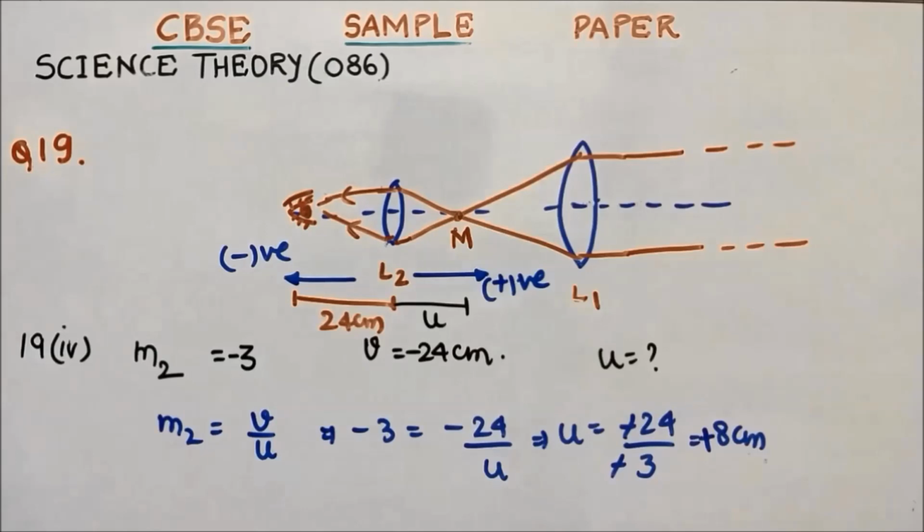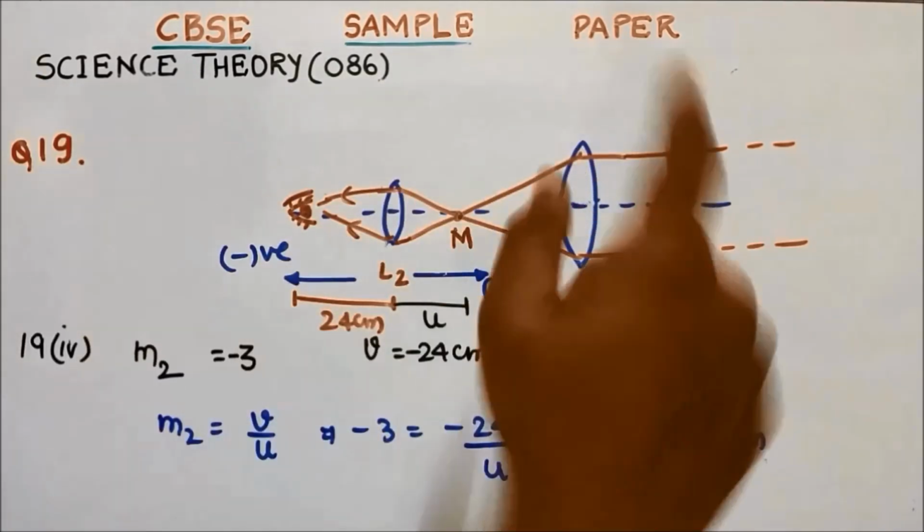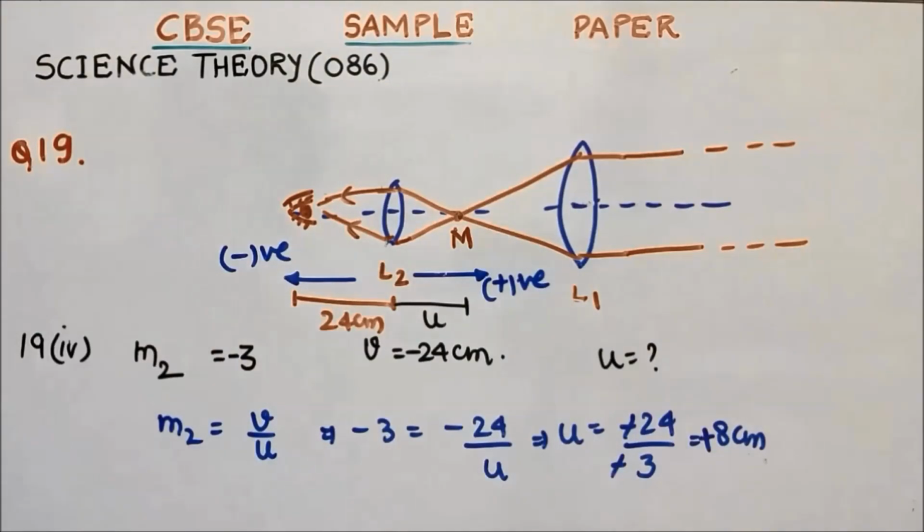So where is the object kept? The object is kept at M, which is 8 centimeter towards the right of the lens L2, and this object is nothing but image formed by lens L1.